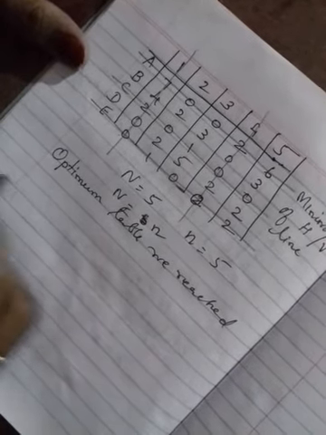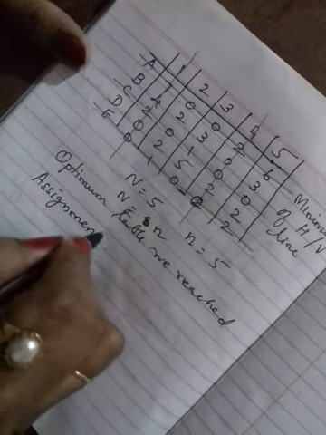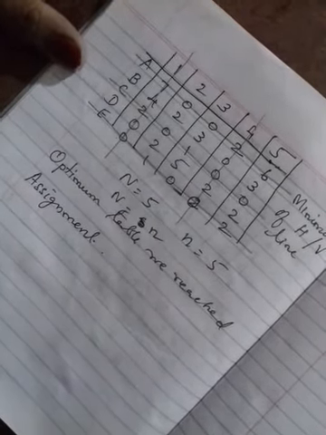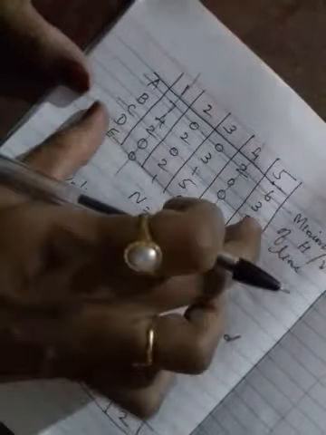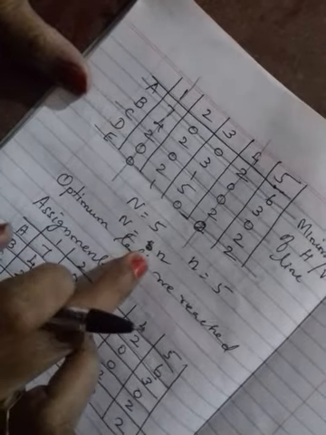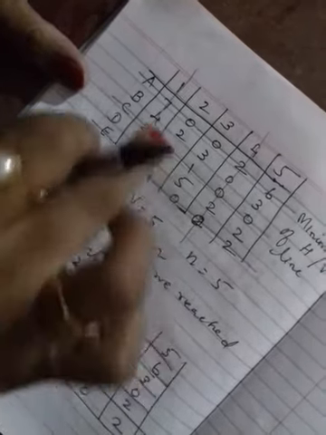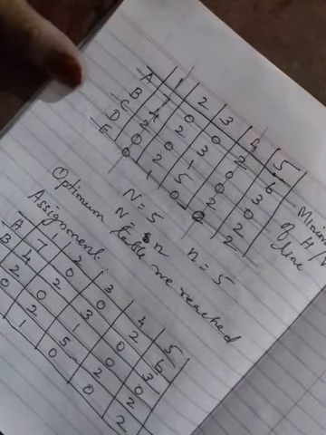Now, optimum assignment. Only now I am going to do the assignment here. The next final step is the assignment step. I am going to rewrite the same table here. See, I have rewritten the same table. If you get n less than small n, then again you have to identify the small k value.